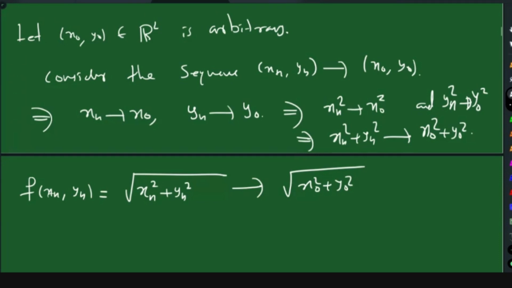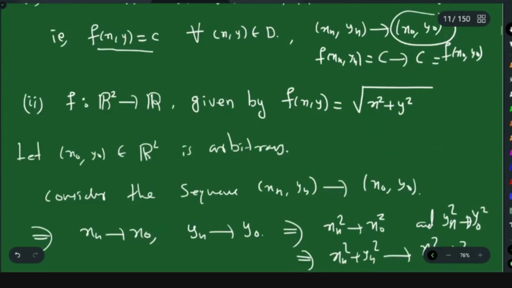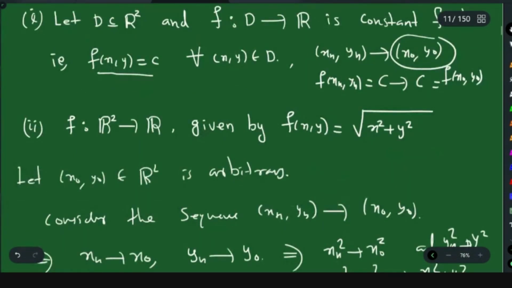The root function is a continuous function from the set of positive real numbers to R. So xn² + yn² converges to x0² + y0², which implies root of xn² + yn² converges to root of x0² + y0². So root of x² + y² is a continuous function. It is continuous at (x0, y0), and since that is an arbitrary point, it is continuous on the entire domain.